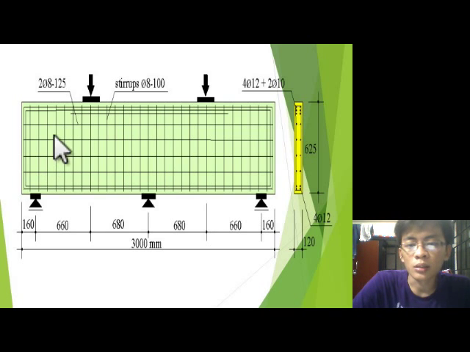And here we see the reinforcement along the length of the beam, and this is the cross section of the beam. As you can see, reinforcements are provided along the whole length of the beam.